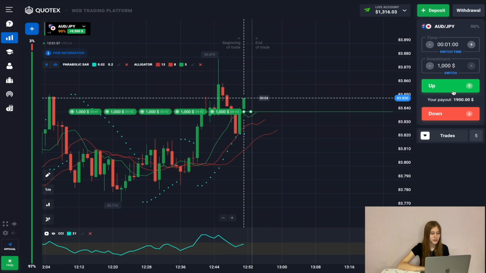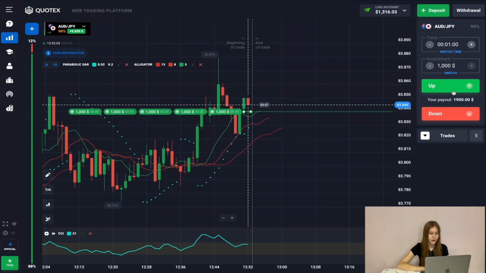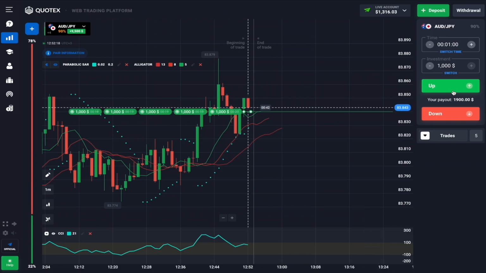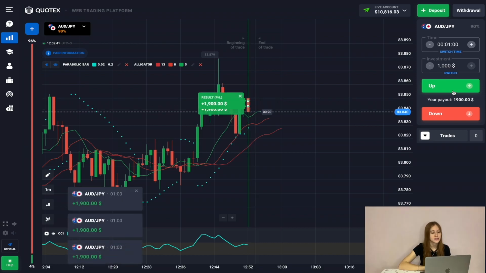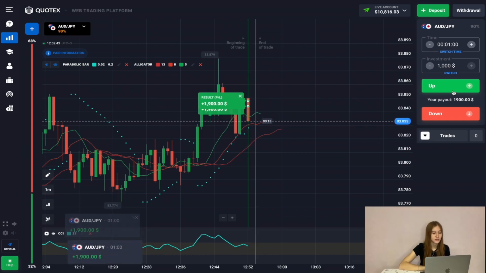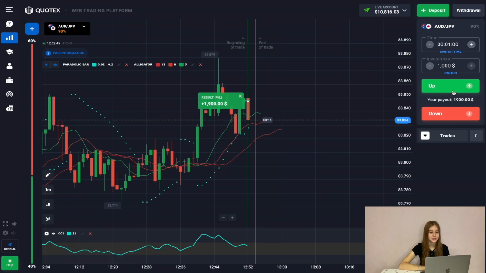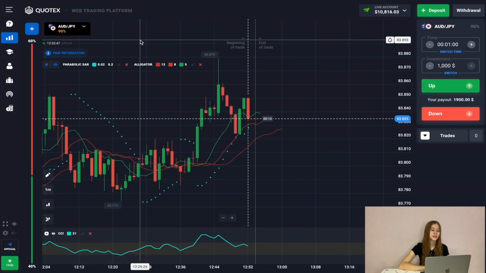Now we see how with the shadow of the red candle, here we can successfully close our deal. Let's wait for the completion. So as I said, we have successfully closed our deal. Let's open our last deal for today.